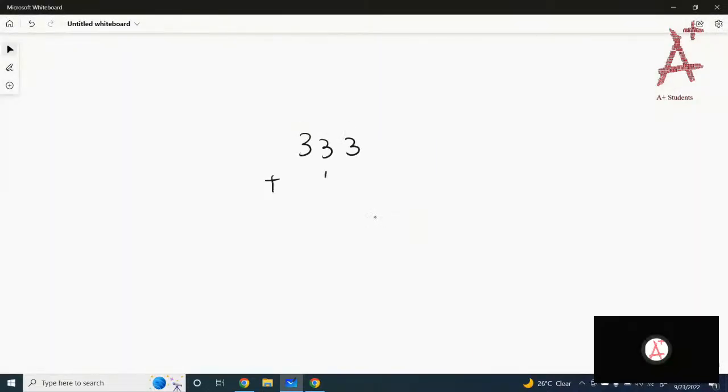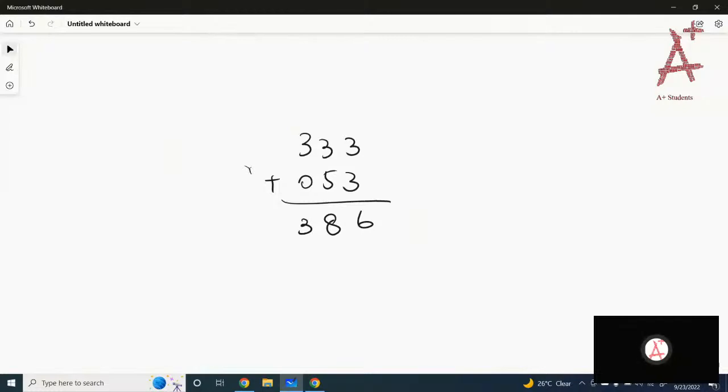333 plus 53. Start adding the ones. So 3 plus 3 is 6. Then 5 plus 3 is 8. And you don't have any number right below the 3. That means you have a 0. So 3 plus 0 is 3. Got it?